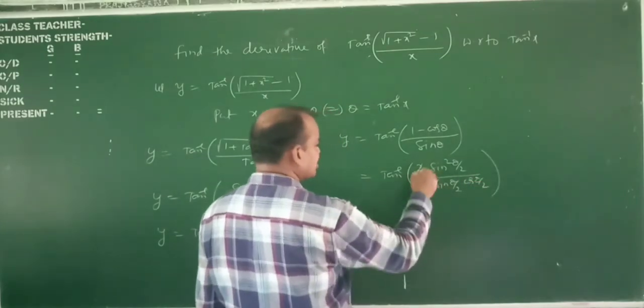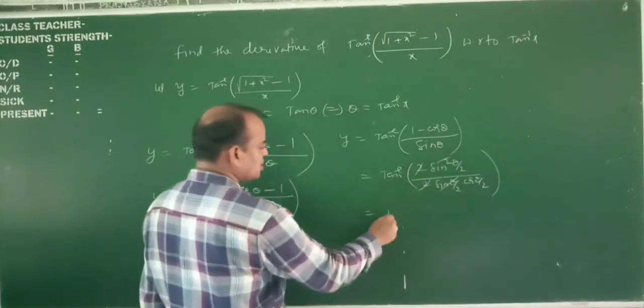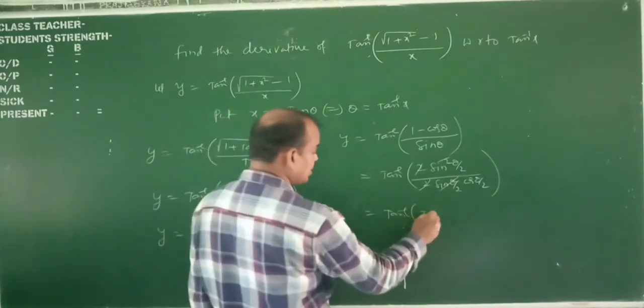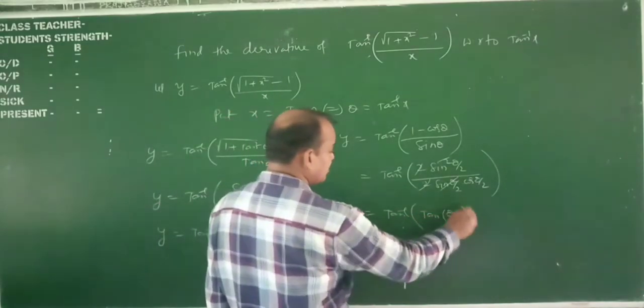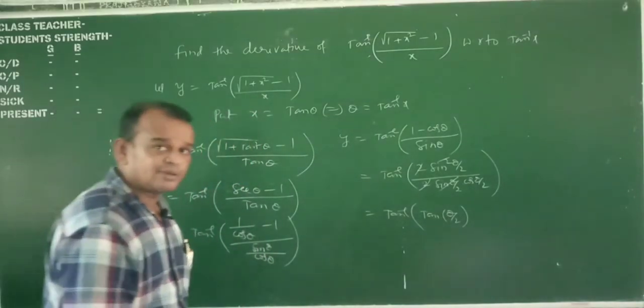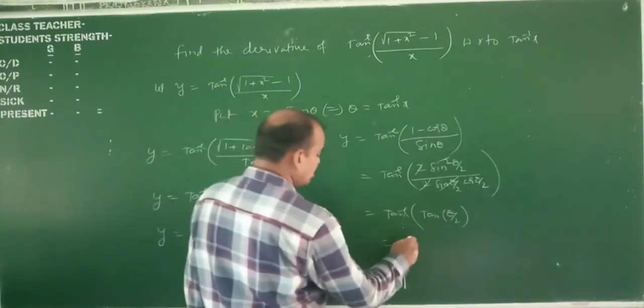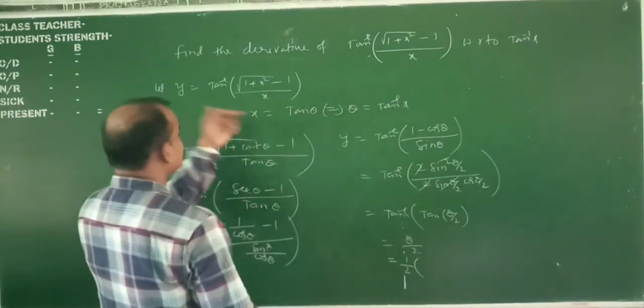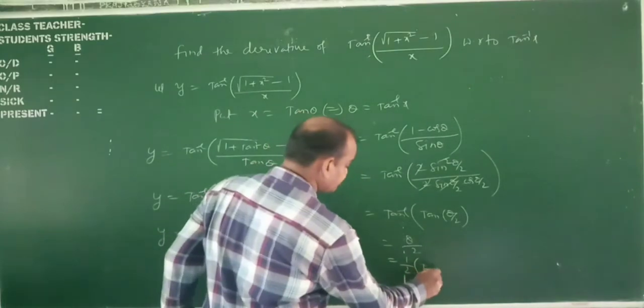Now 2 cancels, sin square, sin cancels, what is the remaining? Sin theta by 2 upon cos theta by 2, that equals tan theta by 2. Tan inverse tan theta by 2 must belong to the interval minus pi by 2 comma pi by 2, that equals theta by 2. That is 1 by 2 into theta. What is theta? Theta means tan inverse of x.